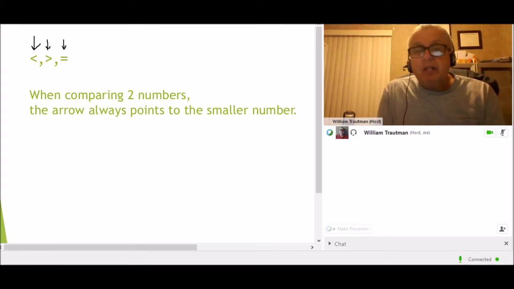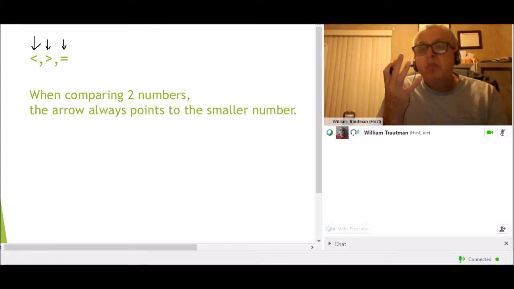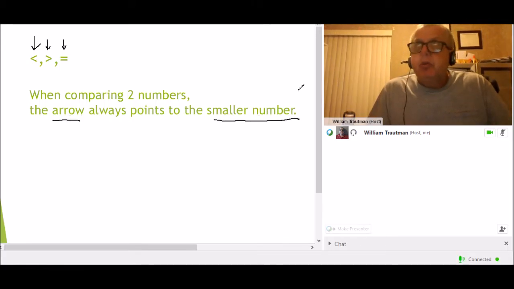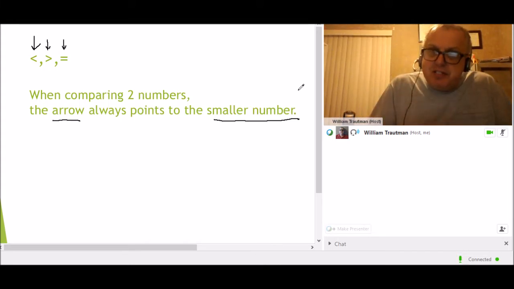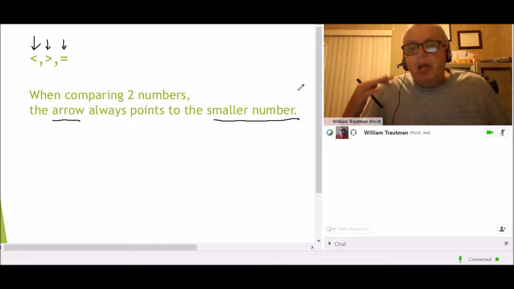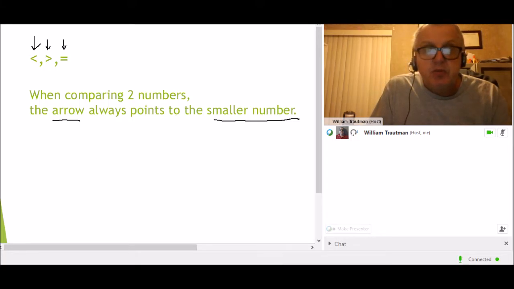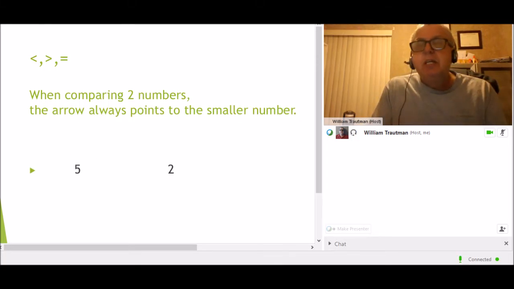Okay, so when comparing two numbers, one way of looking at it is the arrow always points to the smaller number. I know some people learned it different ways, and if you learn it a different way, that's fine, where the alligator eats the bigger number. I'm going to look at it where the arrow always points to the smaller number. Okay? So we're going to compare two numbers, and the arrow always points to the smaller number.